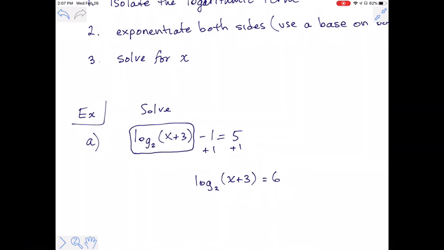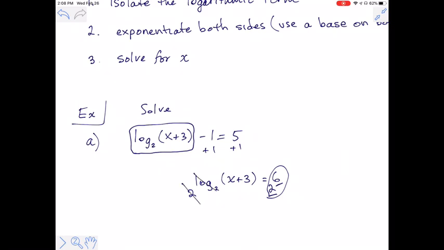Now we're to step 2, exponentiate on both sides. That means just use a base that's going to cancel the logarithm. In this case, we're going to use a base of 2. And it doesn't seem like a big deal, but it's critical how you write this. Make sure you write this in a way that you realize it's 2 to the power of 6 and not 2 times 6. I see students confuse that. Write it in a way where it's clear to you that the base is 2 and the exponent is 6.